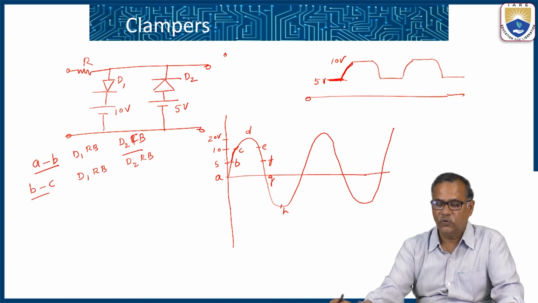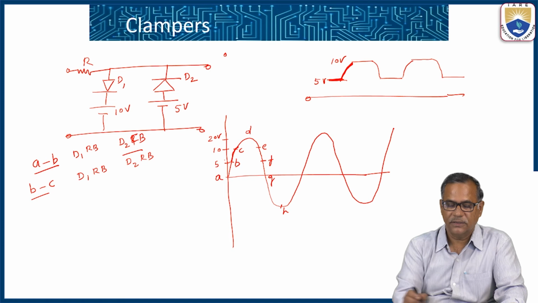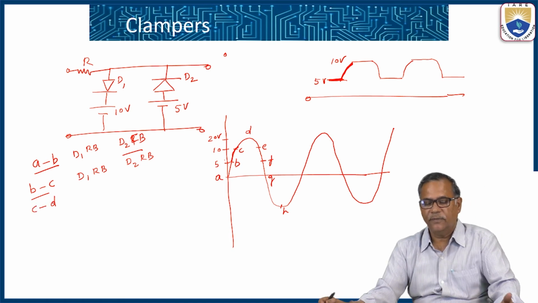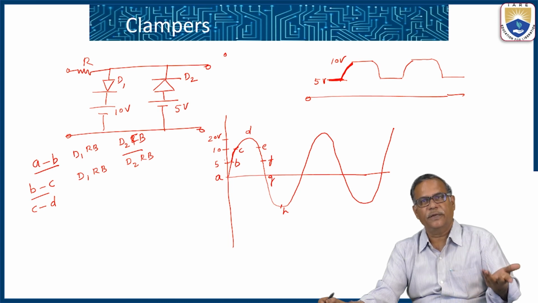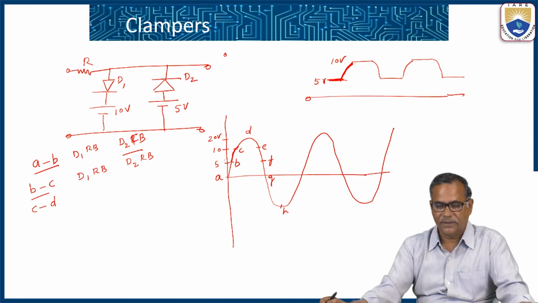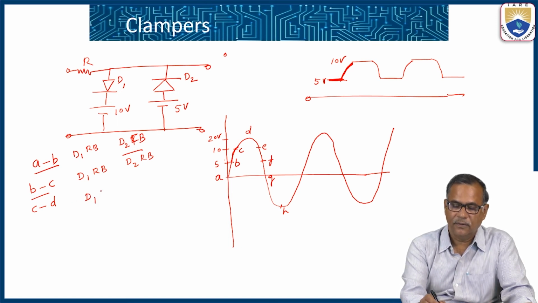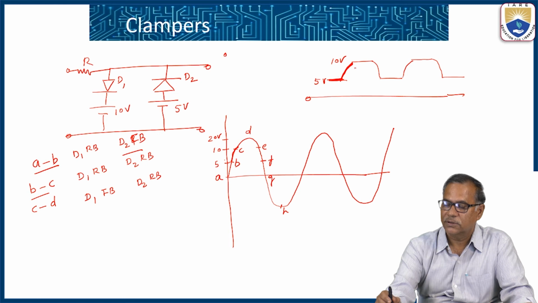And from C to E or C to D, what happens? The voltage is more than 10 volts. So when the voltage is more than 10 volts, then D1 is in forward bias and D2 is in reverse bias, and the output voltage V0 is clamped to 10 volts. So I get this type of waveform.